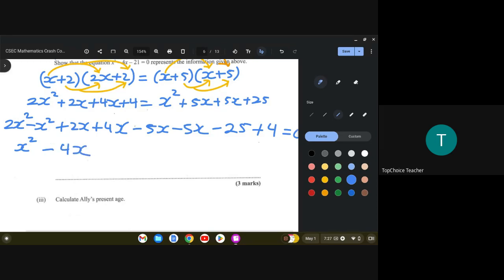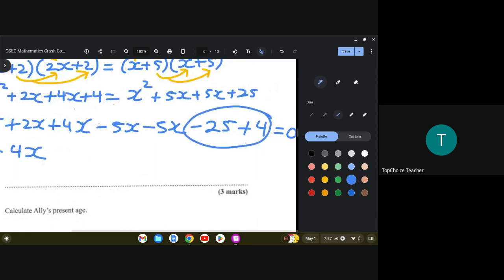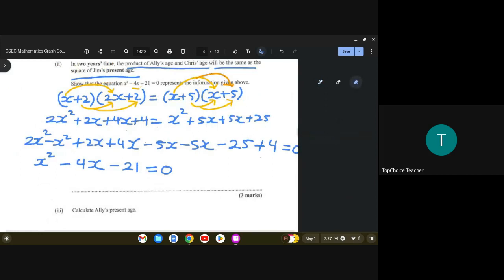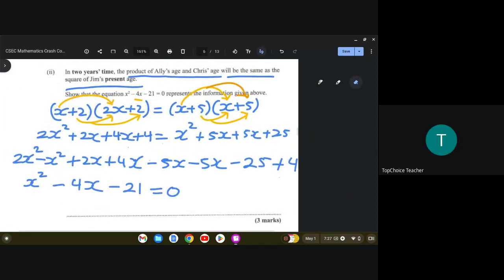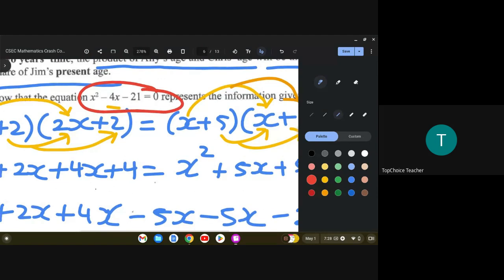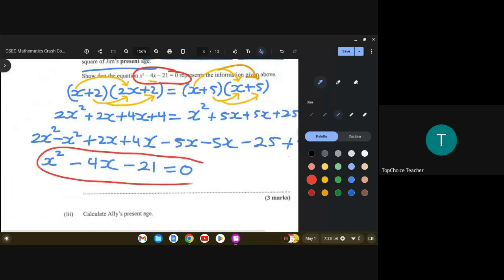Negative 4x. And let's simplify the numbers here now. Minus 25 plus 4. What is that on your calculator? Minus 21. And we put our equal 0. Isn't this what we started off with? Yes, sir. Look at what they asked us to find up here. Let me use red. This is what they wanted us to find: x squared take away 4x take away 21 equals 0. That is what we simplified it to get.